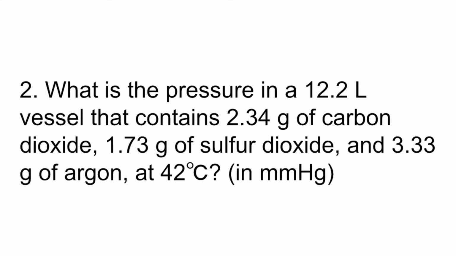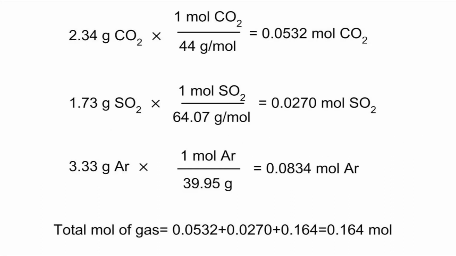For our second problem, what is the pressure in millimeters of mercury in a 12.2 liter vessel that contains 2.34 grams of carbon dioxide, 1.73 grams of sulfur dioxide, and 3.33 grams of argon at 42 degrees Celsius? Because we're given more than one type of gas, we can use the equation PV equals nRT. However, n stands for number of moles. We have all these gases in grams, so we need to convert them to moles. I've shown you the calculations below.